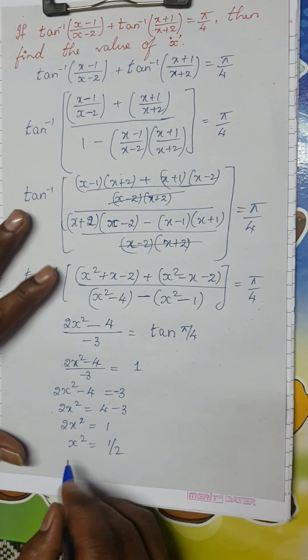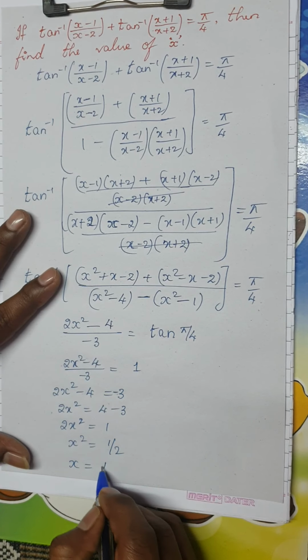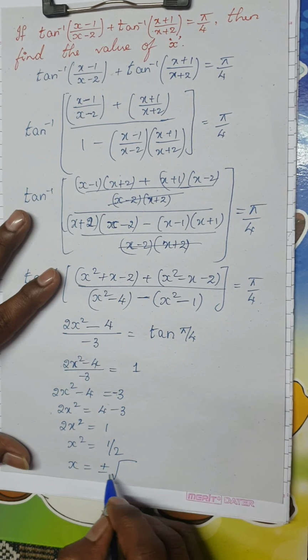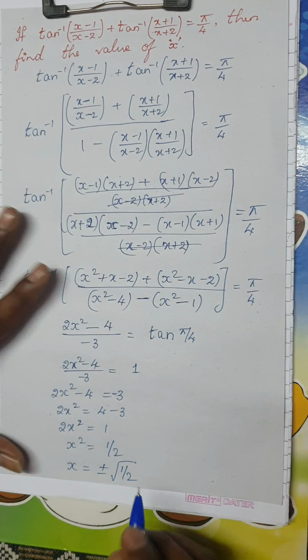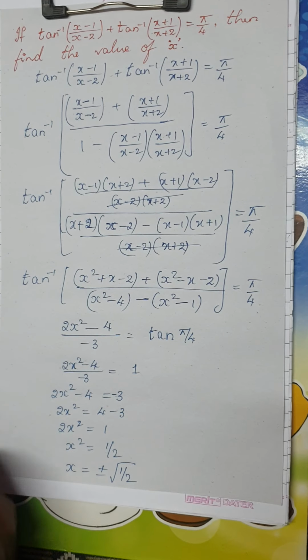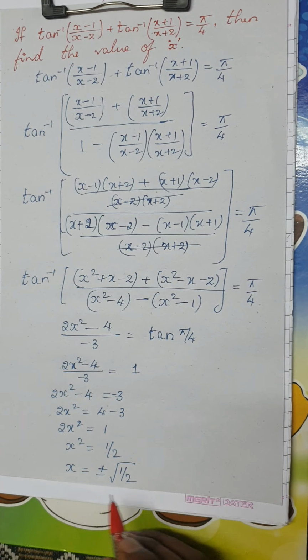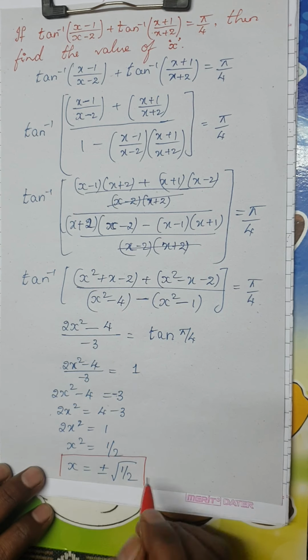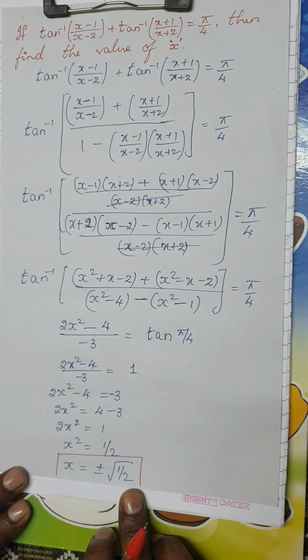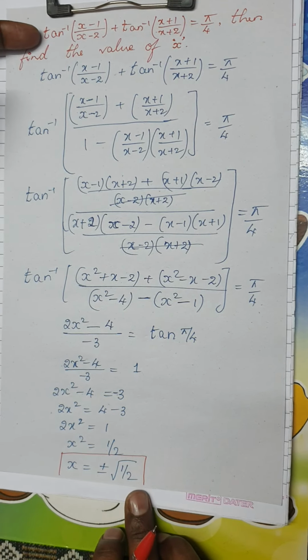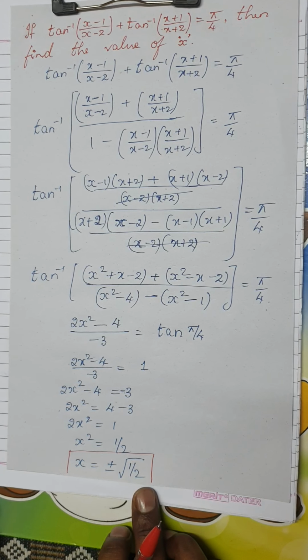Finally, if you want the value of x, so x square will be, don't forget to use the value plus or minus. So the value of x will be plus or minus 1 divided by root 2. Okay, so this is the value of x for the given question above. Okay, understood? Fine.